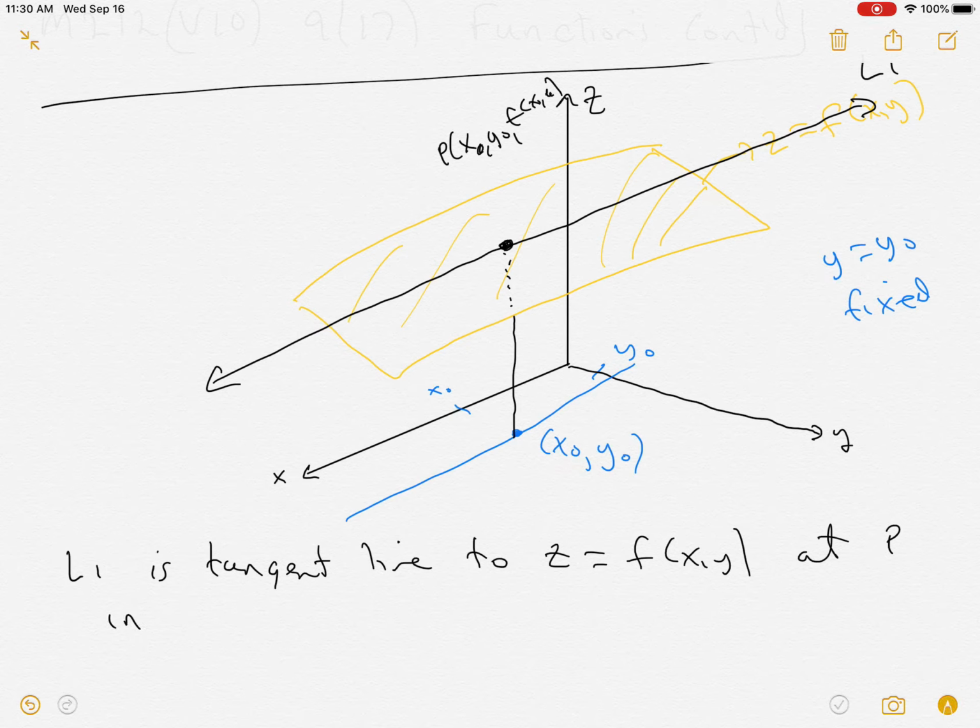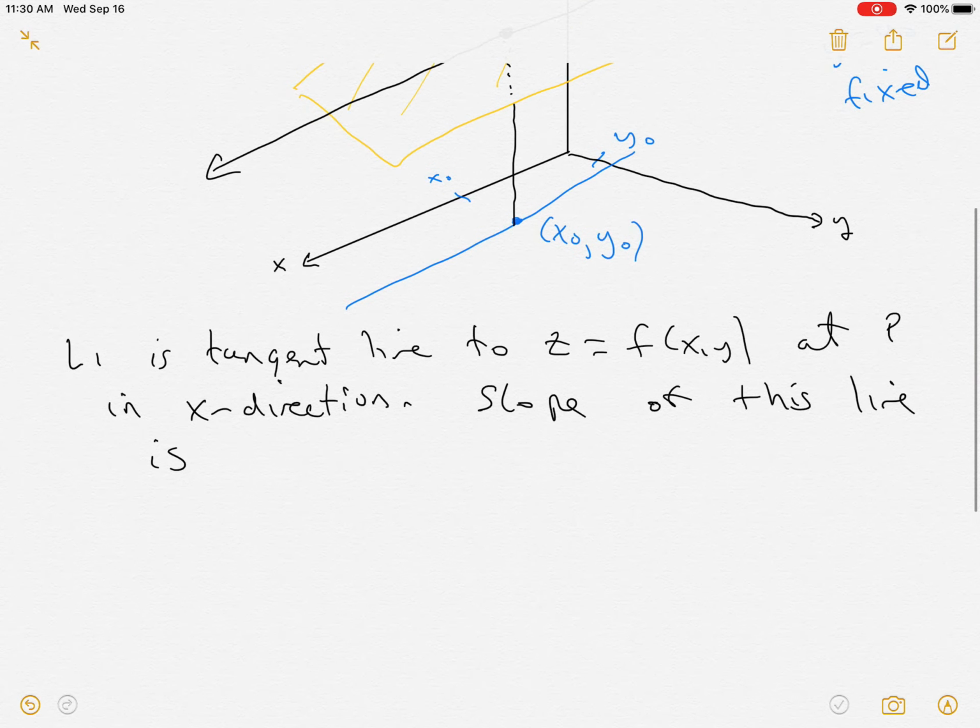So in the x direction, the slope of this line is, okay, it's the partial with respect to x evaluated at the point x naught, y naught.